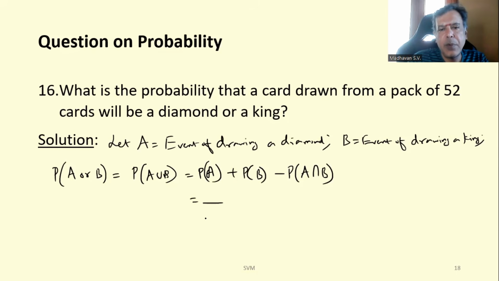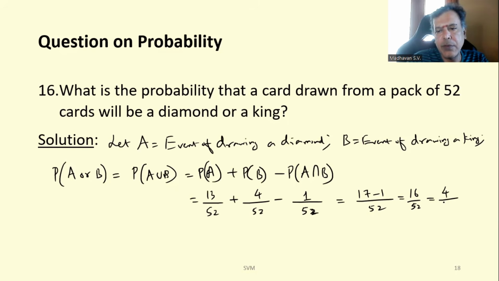Probability of A: total possible outcomes in a pack of playing cards is 52, and A means the event of getting a diamond. There are 13 diamonds available. Next one, drawing a king. There are 4 kings available. A intersection B means it should be a diamond also, it should be a king also, means the king of diamonds. There is only one king of diamonds. So let us subtract that, 1 by 52. So we get 17 minus 1 by 52, or 16 by 52. Both are divisible by 4. 4 4s are 16, 4 13s are 52. 4 by 13 is the result.